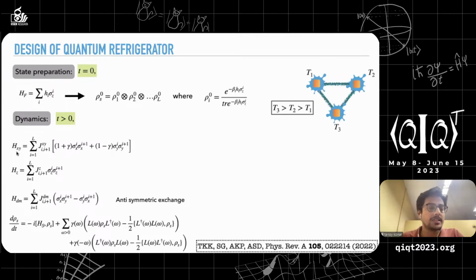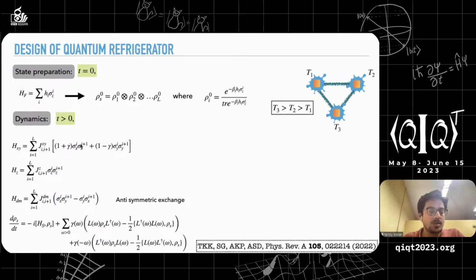And for our first case is the XY interaction, which is an XY exchange interaction in the XY plane. And there is the interaction in the ZZ plane. And then there is the antisymmetric exchange, which is called the Dzyaloshinskii-Moriya or DM interaction.